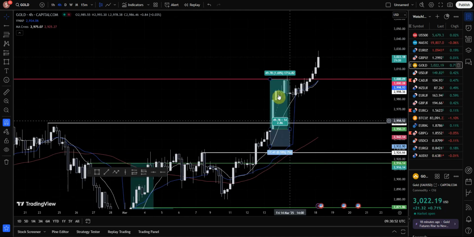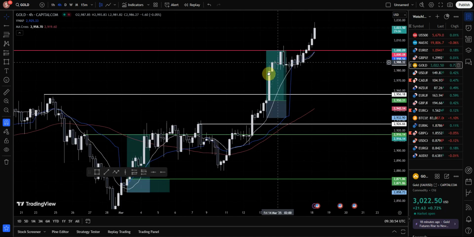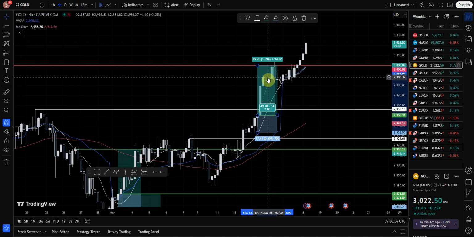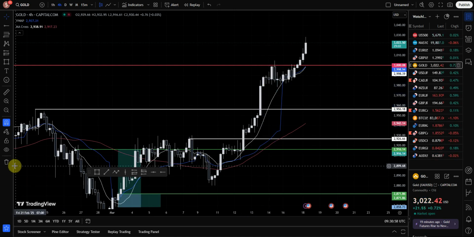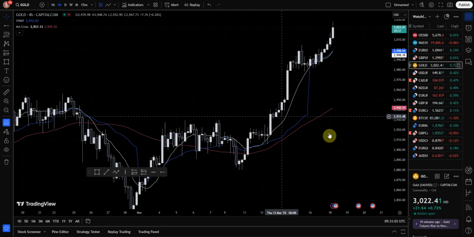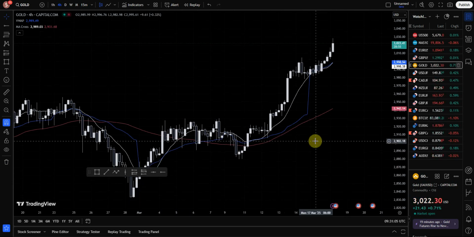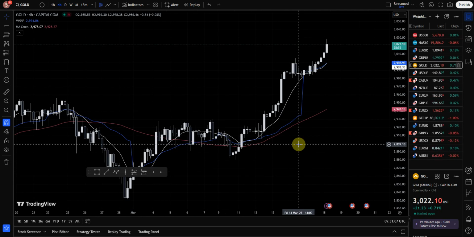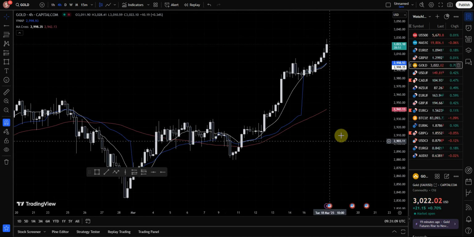So I missed this setup, and that's another disadvantage of having many setups on your watch list, because you won't be able to take all of them. There are some days I'll have exposure of like 2.5% on the market, so I won't be able to take all. So you just have to select.